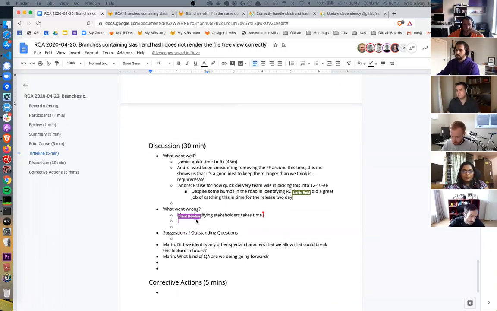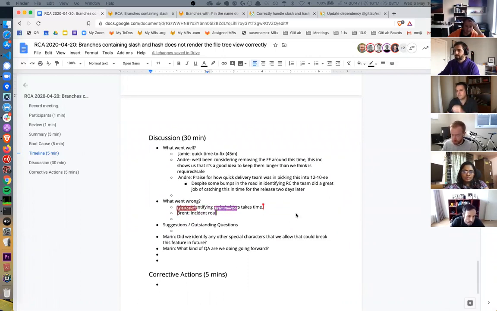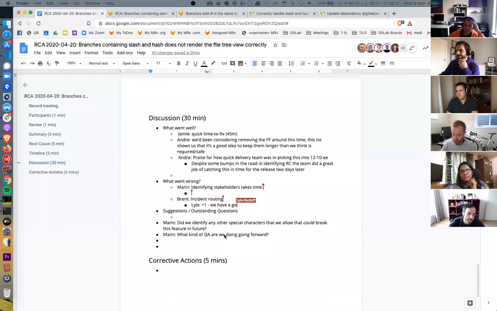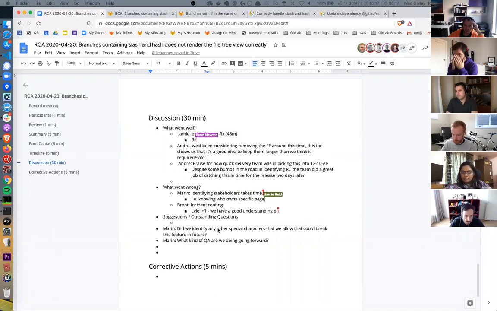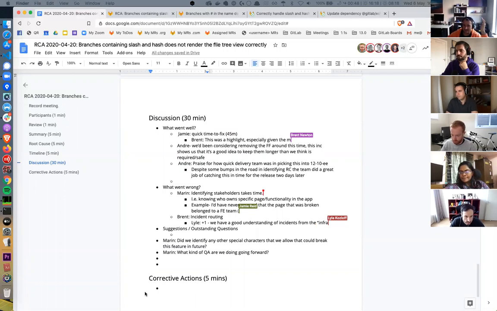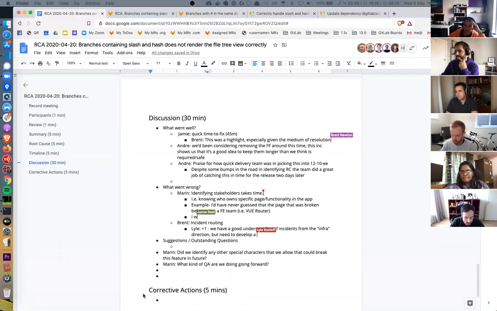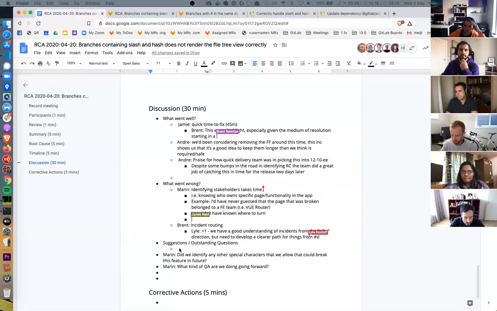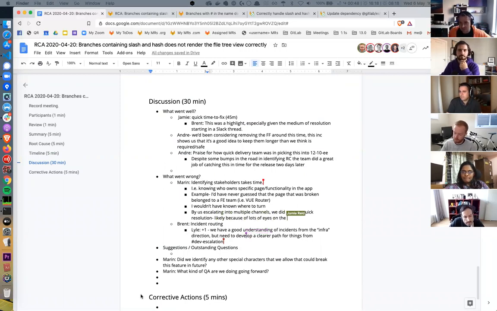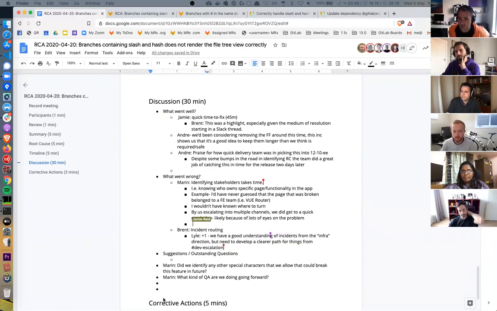So what went wrong? Maren, do you want to vocalize your point? Yeah, just a remark here that identifying stakeholders for a specific page in the application or the specific functionality is in some cases nearly impossible. So, for example, I would have never guessed that the page that got broken belonged to any of your front-end teams, especially. To me, it's a page that comes both front-end, back-end, and everything together with it, and I wouldn't know where to turn. So by us escalating in multiple channels, it feels like we got to a quick resolution because enough people observed the channel, but I don't know whether this was the case because we knew where to go. So basically what I'm trying to say, did we resolve this quickly by sheer luck or because we knew exactly where to go?